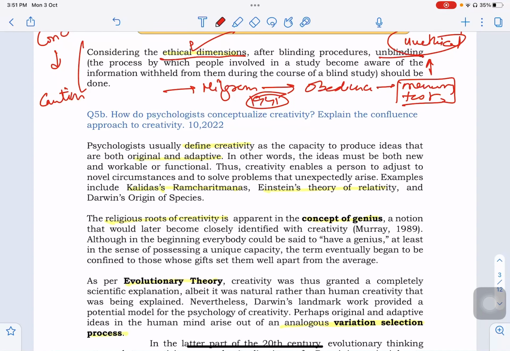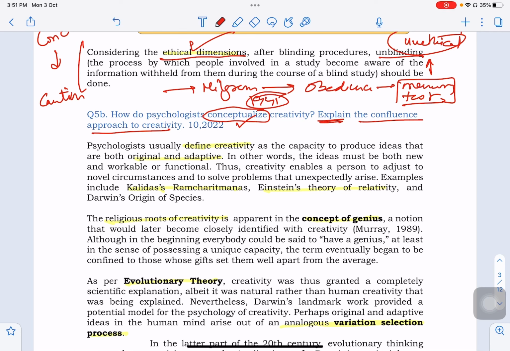Second question: how do psychologists conceptualize creativity and explain the confluence approach to creativity? So the first keyword is conceptualize in the first part, and the second is simply explanation of the confluence approach to creativity. In this answer, the first part is knowingly a little bigger because I want to give you some content on this, because conceptualize means how the concept of creativity in the world of psychology evolved.